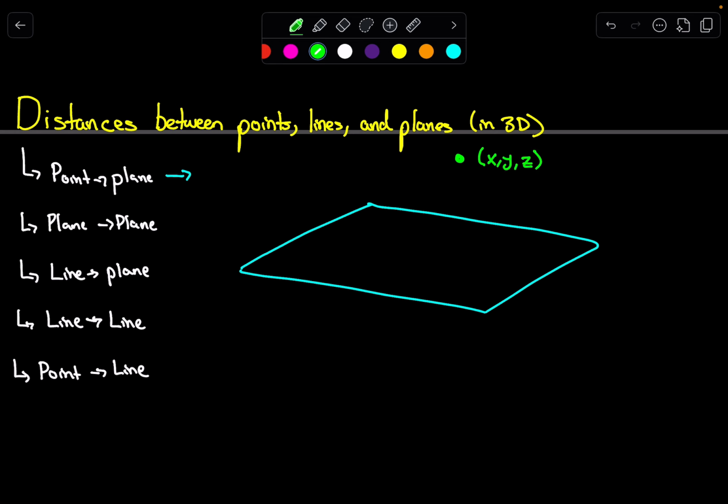And if we have the equation of this plane, it's going to be Z is equal to something with an X plus something with a Y plus some number. Okay, so we'll have the equation of the plane as well. And the question is, how do we find this distance?